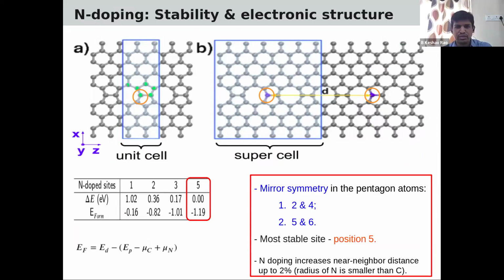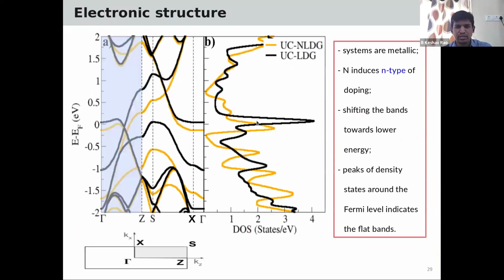Here the band structure and density of states are taken. LDG means line defective graphene, and NLDG means N-doped line defective graphene. As seen in the previous work, the black curves represent the same line defect. But here the yellow curve is pushed downward, while in the previous one it was pushed upward. Downward means N-type nature, so it shows an N-type semiconductor.